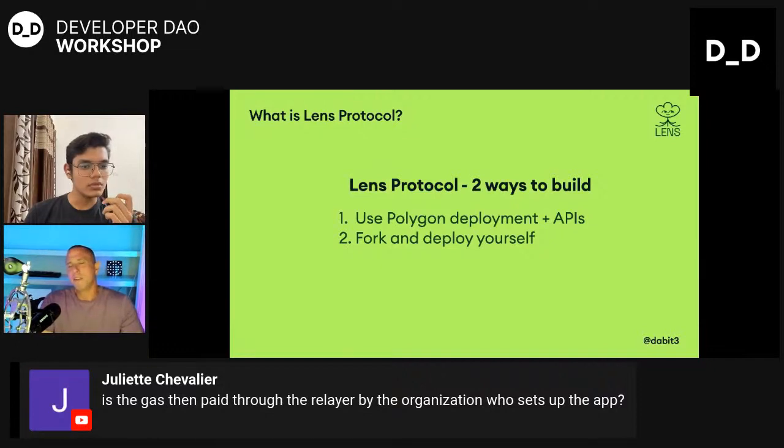Well, there's a couple of different ways. Lens protocol itself has set up a relayer that anyone can use, but you have to be whitelisted to use it. Or you can actually set up your own relayer and build out your own front end and only allow people using your front end to use that relayer. So there's a couple of different ways that you can do that.